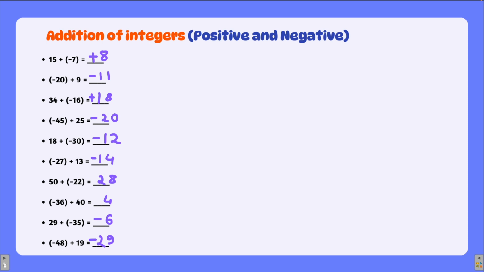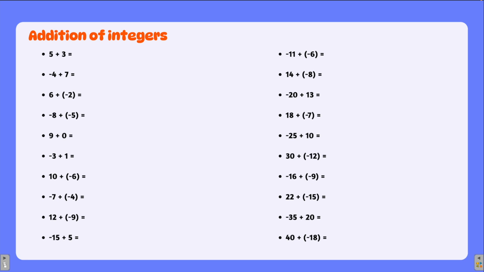I hope this is absolutely clear to you. If this is clear to you, let's move ahead and let's do few more examples. And this is of mixed problem. Mixed problem means it is positive plus positive, negative plus negative, and positive plus negative. And we will complete this chapter.